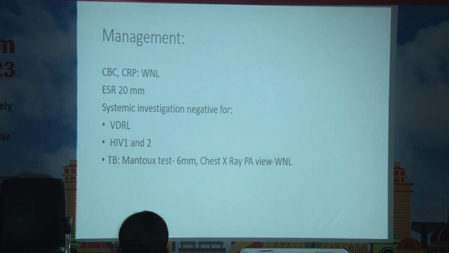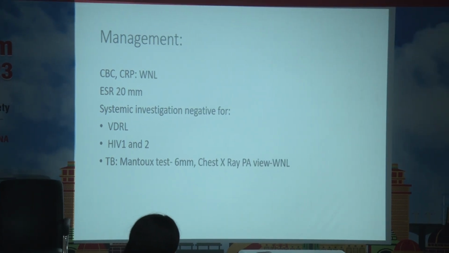Further investigation, to rule out any infectious cause of uveitis, we went for CBC, CRP, which were within normal limit, and ESR was also normal. And systemic investigation was negative for VDRL, HIV 1 and 2. And to rule out TB, we went for Mantoux, which was 6 mm, and chest X-ray PA view was also within normal limit.